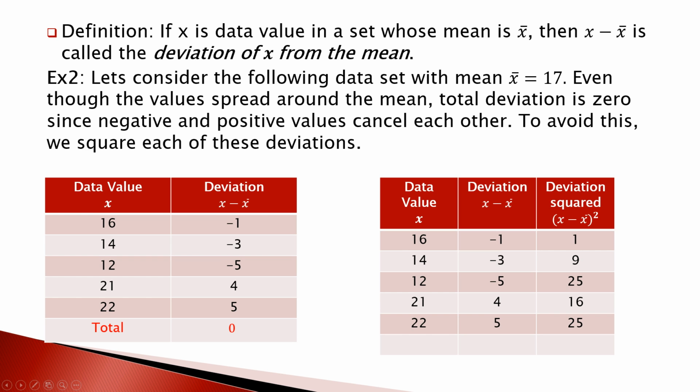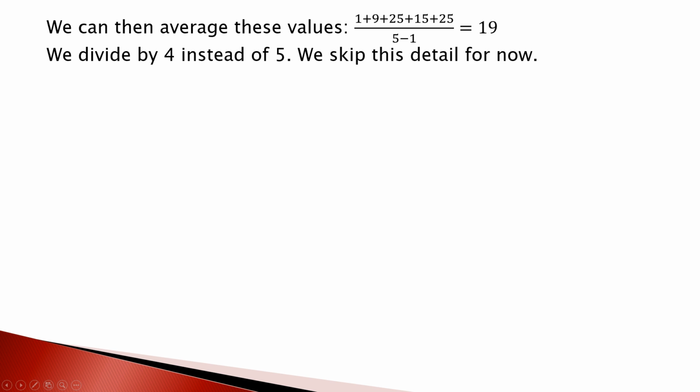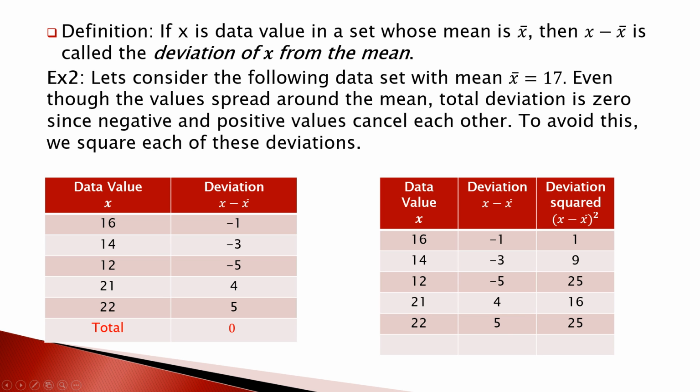So then we can average them out like this. First of all, find the sum of all deviations, then divide by, normally we would divide by 5, which is the number of data points in our data set. But just for now, let's skip the detail because this is very theoretical. So instead of dividing by 5, we divide by 4, one less. So we are going to find 19.